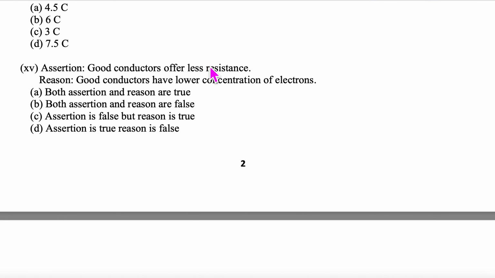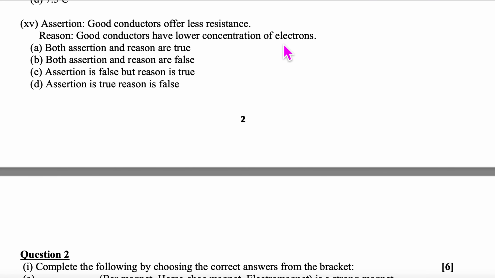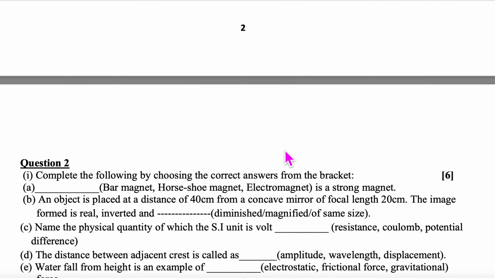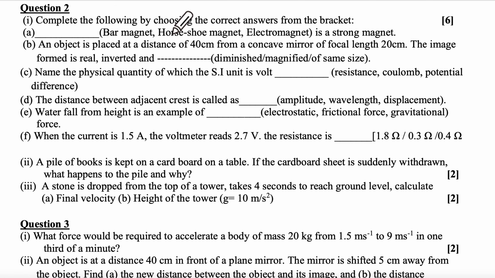Good conductors offer less resistance is true. Good conductors have lower concentration of electrons. Now this one is true. Ma'am, but the second one, good conductors will have higher concentration of electrons, no? Yes, ma'am. So you know which option? Option D is true. Correct. So it's not a big deal.